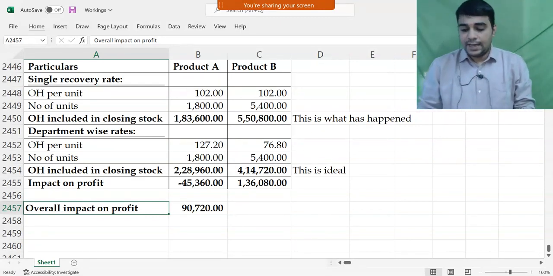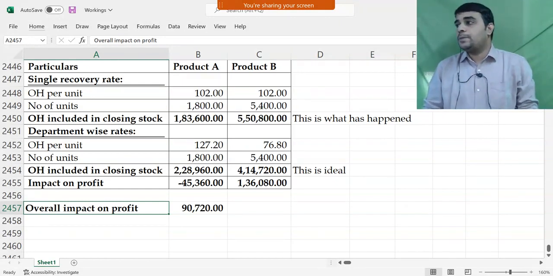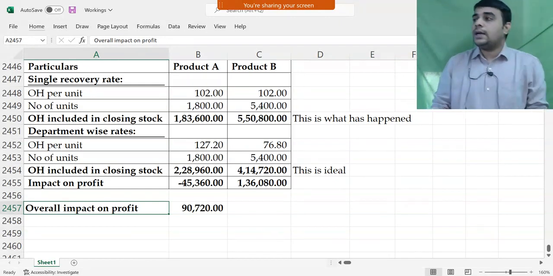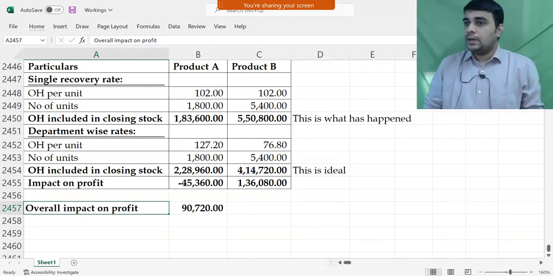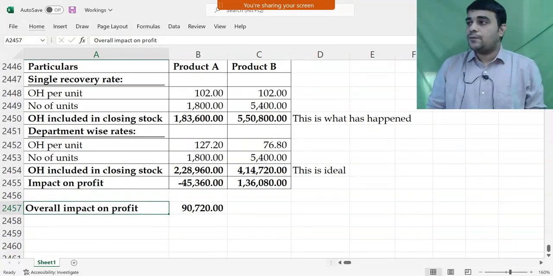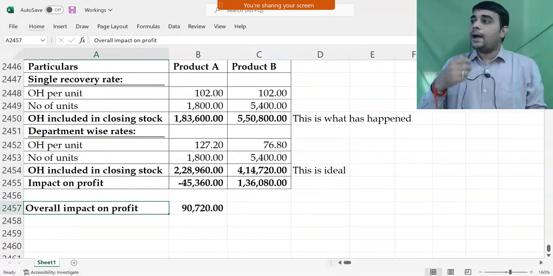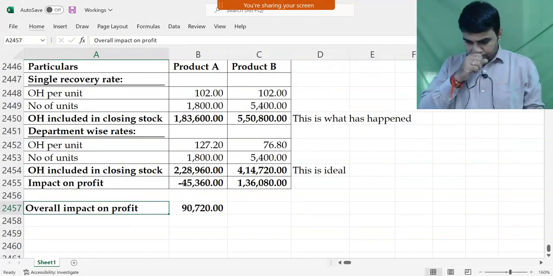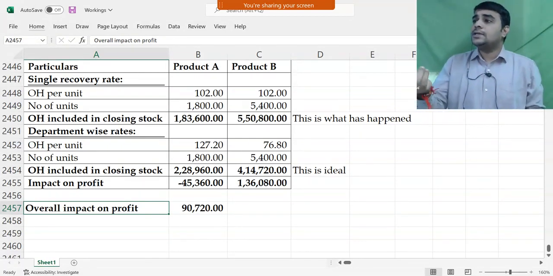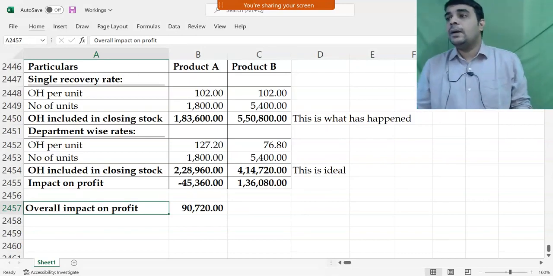Your profit has gone up by 90,000 rupees because for product B you did overvaluation, and for product A you did undervaluation. There's an undervaluation of one product and an overvaluation of another product. Clear? Like there is an impact on the stock, there is also going to be an impact on the pricing.